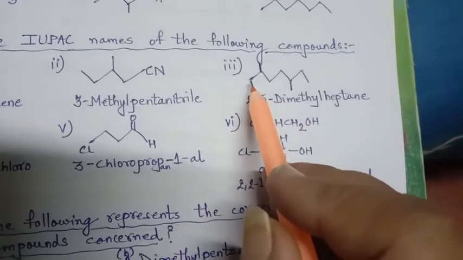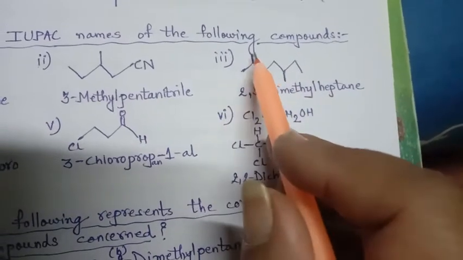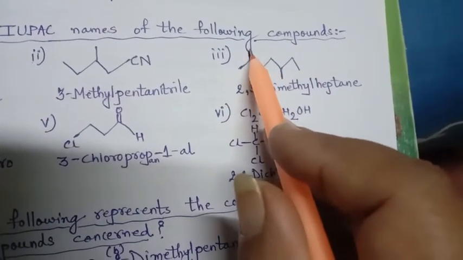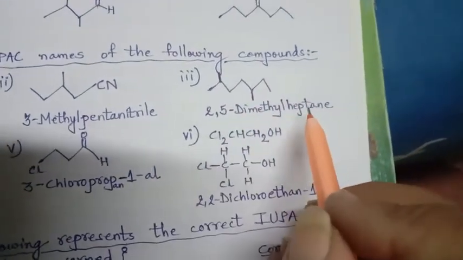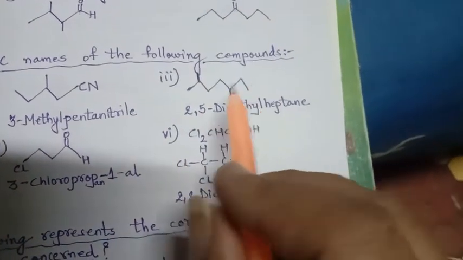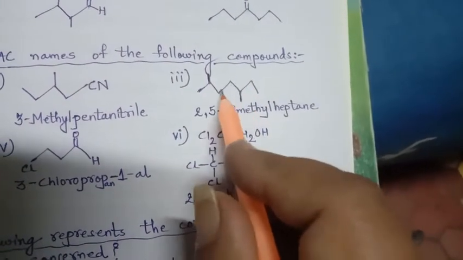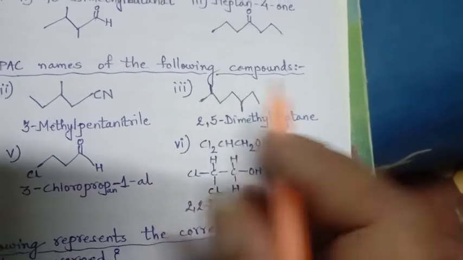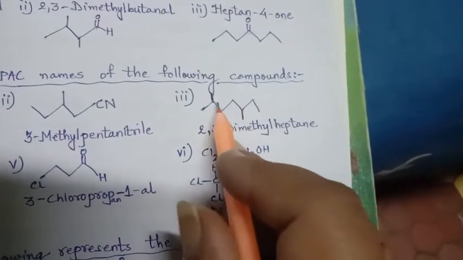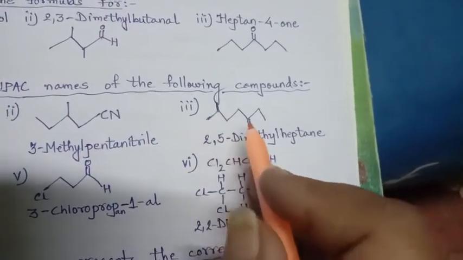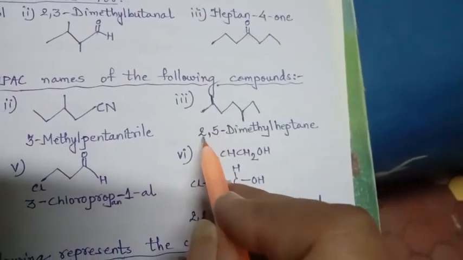The third is, see here 1, 2, 3, 4, 5, 6, 7. So the maximum longest chain has 7 carbon. Now we will have to see the attachment. If I count from here 1, 2, 3, 4, 5, 6, the first choice is 3 and 6. Now see the second choice 1, 2, 3, 4, 5. So the first is 3, 6 and the second we got 2, 5. So definitely by the lowest locant rule, 2, 5 is smaller than 3, 6. So we will go with 2, 5.